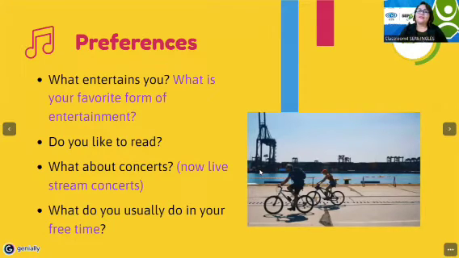Preferences. What entertains you? What is your favorite form of entertainment? Do you like to read? What about concerts? Now live stream concerts. What do you usually do in your free time? Think about it. Let's go. What entertains you? Maybe you see soap operas, you see Netflix, and I don't know, you see TV shows or series. I don't know. What is your favorite form of entertainment?